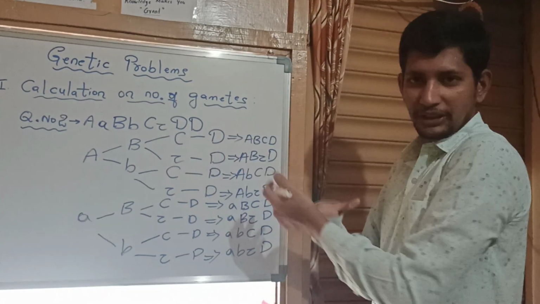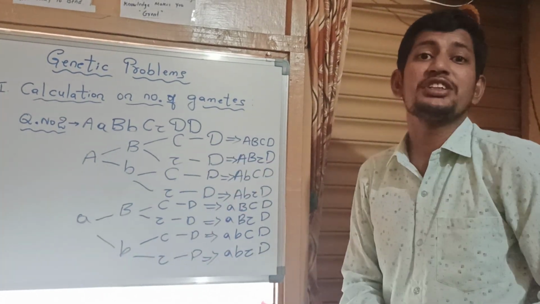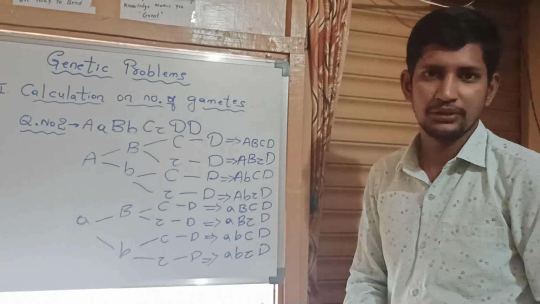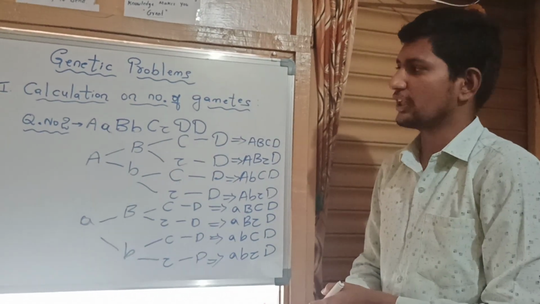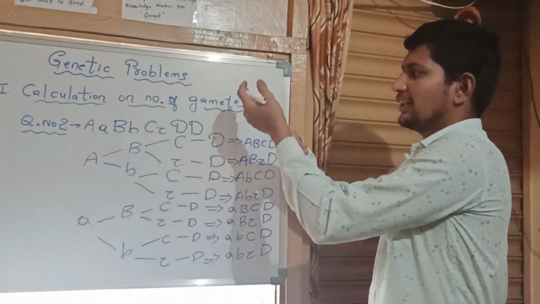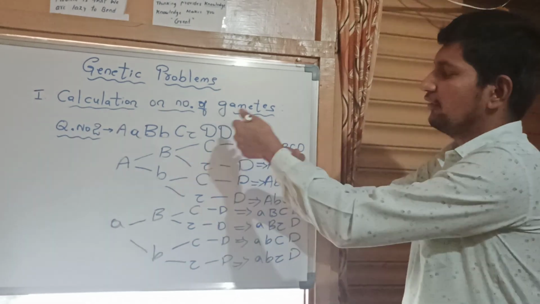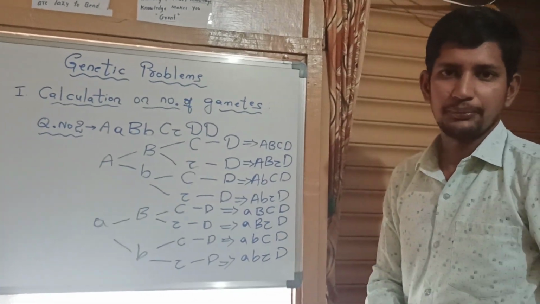So it takes so much long time. Therefore we are using the formula 2 raised to x. That answer is also 8. Understood how to solve this type of genetic problems when the number of gametes is asked by giving the genotypes.